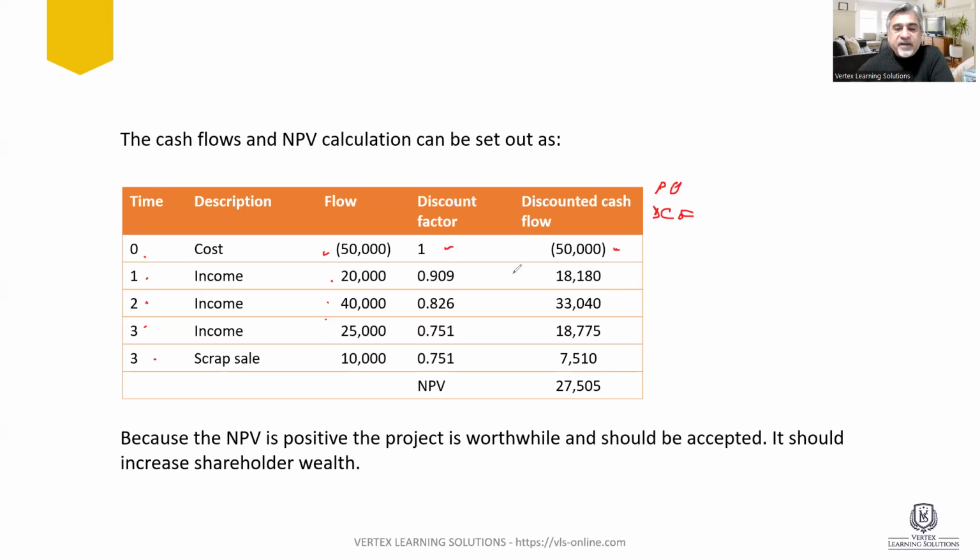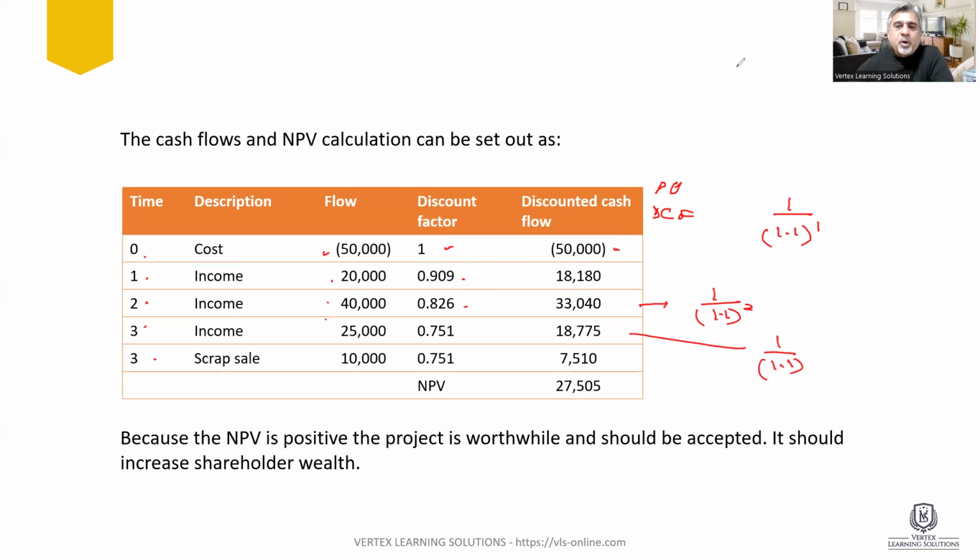And how did you get this factor? 0.909 is 1 over 1.1 power 1. This is for year 1. Year 2, you calculate as 1 divided by 1.1 power 2. Year 3, you will calculate as 1 over 1.1 power 3.